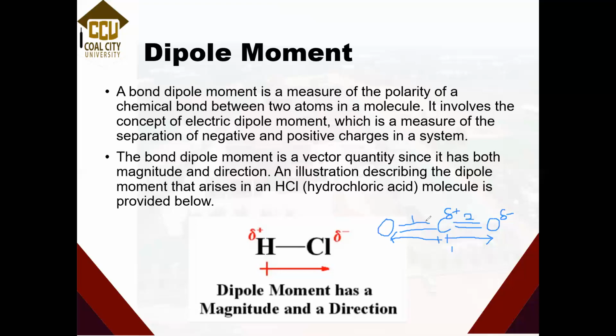But in the case of CO2, the bond dipole moment will not be the same as the molecular dipole moment, because you can see there are two different bond dipole moments. Then by the time we sum them, we are going to get the molecular dipole moment. So that is what we have here. So let's proceed. So I said we have the bond dipole moment and also we have the molecular dipole moment. Do not mix them together.